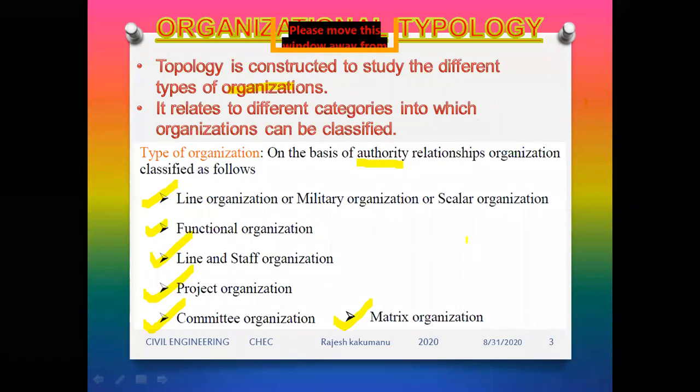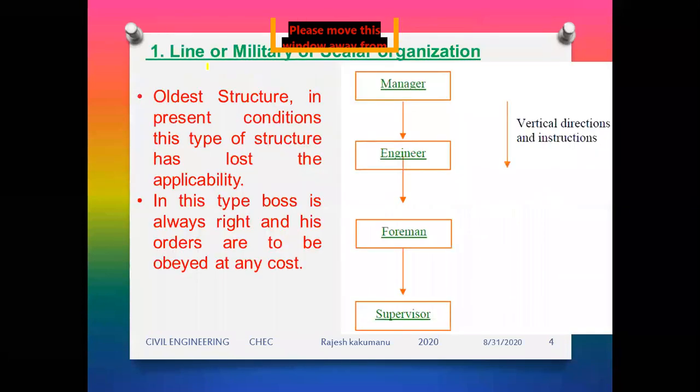Now we can see each type of organization clearly. See the first type, military organization or line organization. When this question comes in the exam, first draw the line chart, the flow chart, and then you can write on your own. This type of organization is the oldest method and the simplest method, but a very hard method. It looks very simple, a very old type of organization structure, but in reality it is very tough to do.